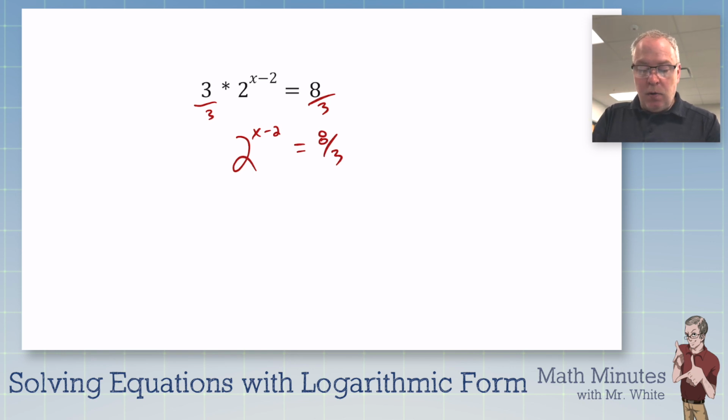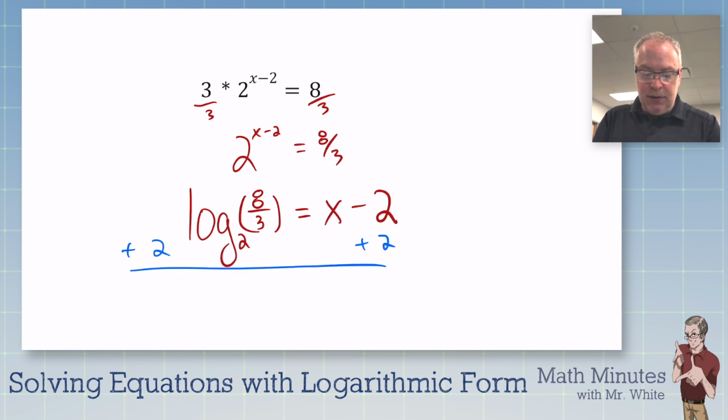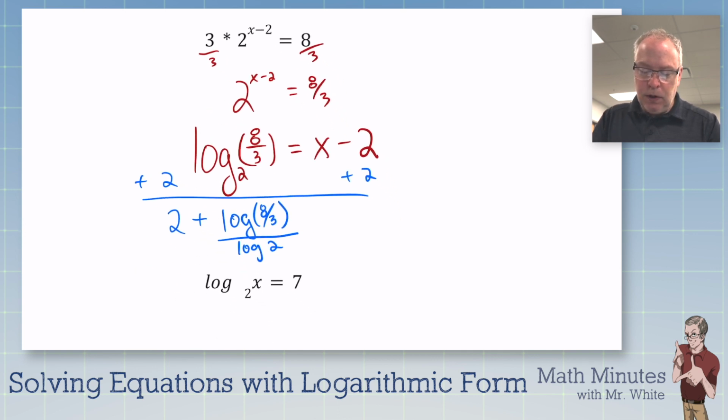Now we'll convert to log form. Log base 2 of 8/3 is, remember, answers to logs are exponents. You can then add 2 to both sides. And again, I like to write it out front like this so that we get 2 plus log of, I'll just go ahead and do the change of base formula. That's log 8/3 divided by log 2. Okay, so that's what you need to type in your calculator, 2 plus those 2 logs divided. So let me do that and see what I get.